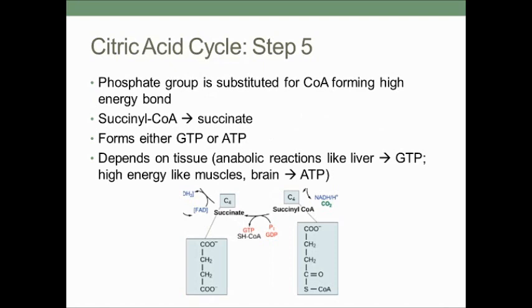In step 5, a phosphate group is substituted for CoA, forming a high-energy bond. So succinyl-CoA will become succinate, and this will form either GTP or ATP. It depends on the tissue. So if we're in a tissue that uses a lot of anabolic reactions, we're making a lot of products, like in the liver, then we're going to want to form GTP. In other areas of the body where we use a lot of energy, things like muscles, your brain, your nervous tissue in general, you're going to want to form ATP.